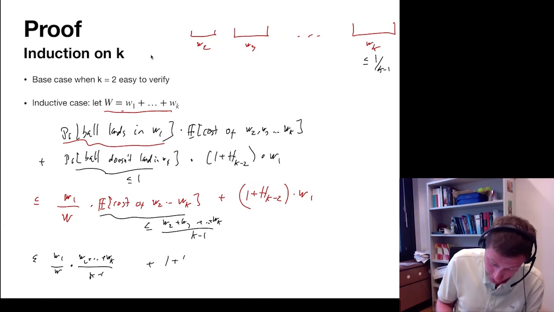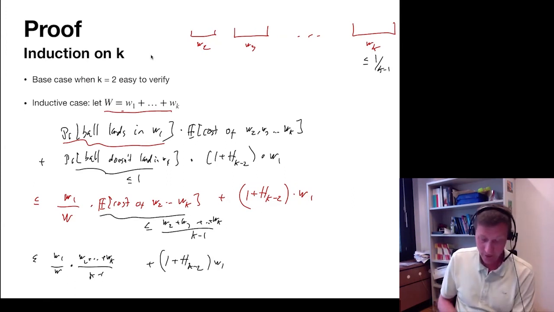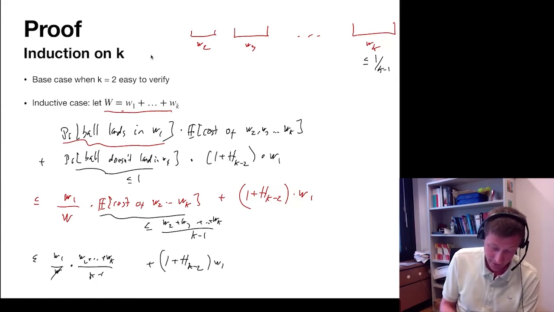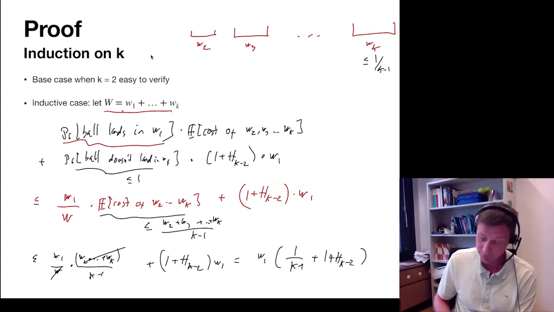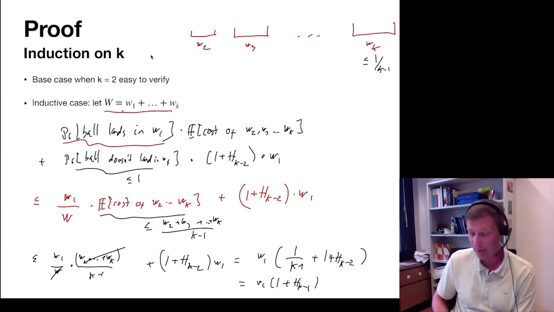Plus 1 plus hk minus 2 w1. But now these guys cancel out, w and this sum here. So now you get this equal to w1, 1 over k minus 1 plus 1 plus hk minus 2. Well, that's equal to w1, 1 plus hk minus 1. So that's it.